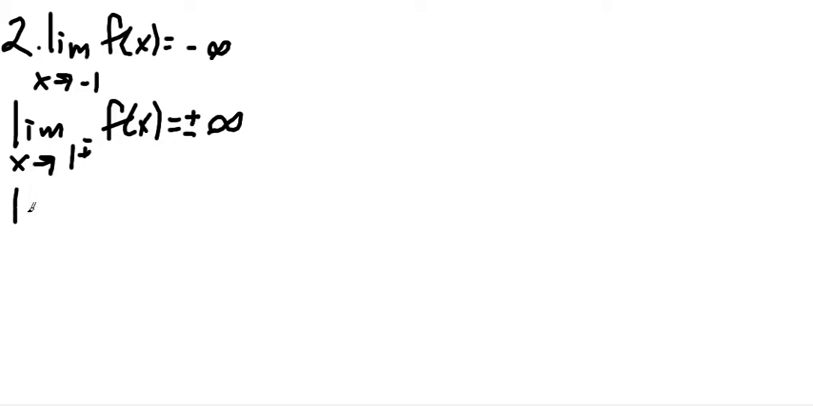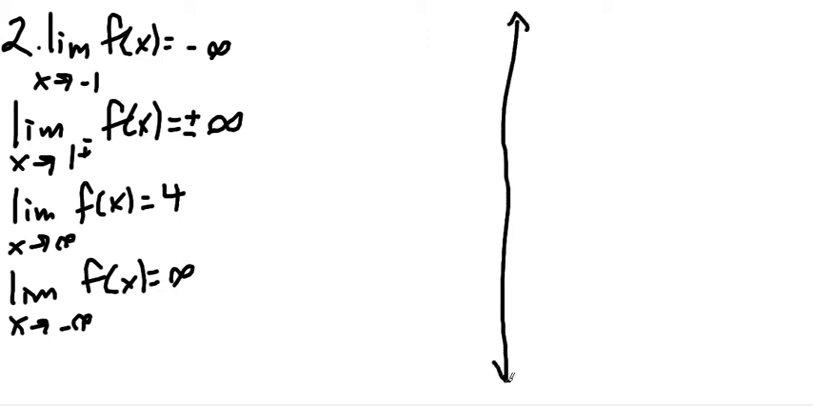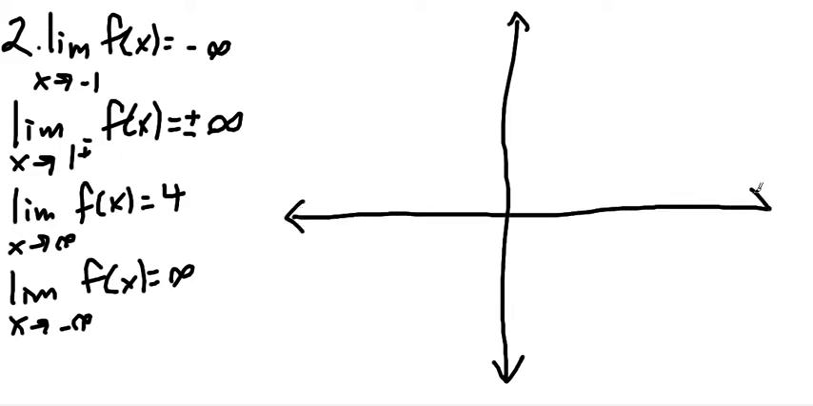The limit as x goes to infinity of f of x is equal to 4, and the limit as x goes to -infinity of f of x is equal to infinity. So these first 3, which are really 4 different statements, will correspond to asymptotes. The first 3 will correspond to 2 different vertical asymptotes at x equal to -1 and x equal to +1.